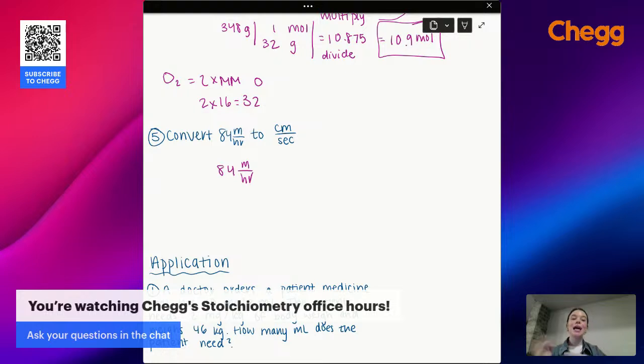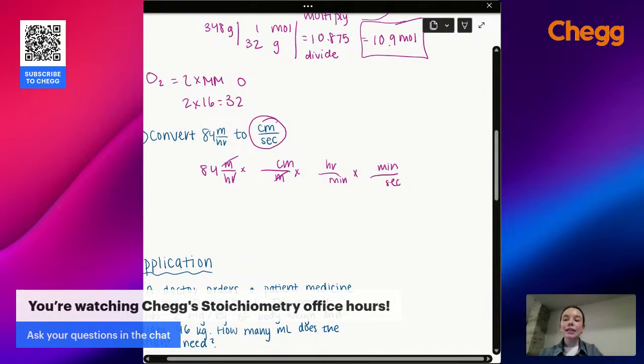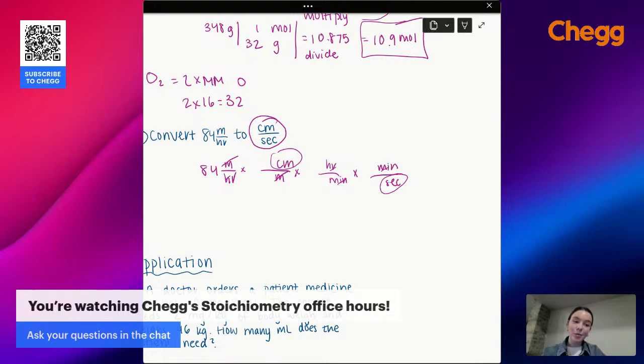It doesn't matter what you do as long as you put those on opposite sides, top and bottom, so that they can cancel out. So for meters and centimeters, I'm going to put meters on the bottom so it cancels out meters on the top, and centimeters on the top, because centimeters is on the top in the final answer that I want. Then I'm going to focus on my hours. I want to get from hours to seconds. So I'm going to put hours on the top, and I don't know the conversion from hours to seconds, so I'm going to put minutes on the bottom. Then I'm going to go minutes on the top, seconds on the bottom, so that in the end, I am going to get centimeters over seconds, which is what the problem is asking.